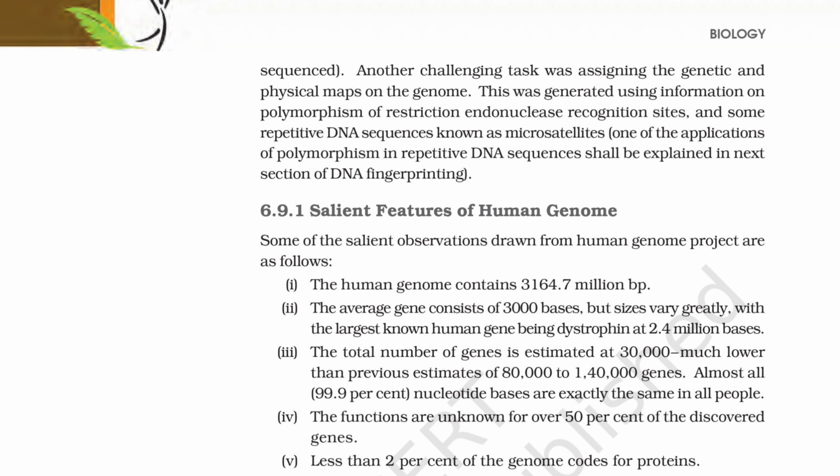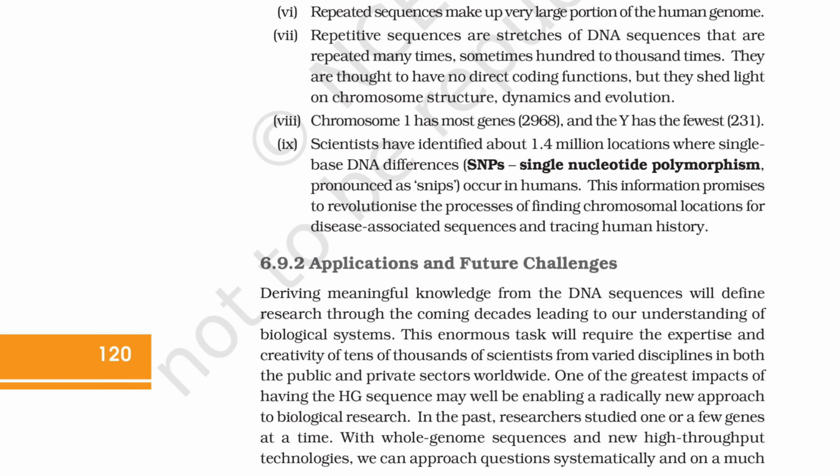4. The functions are unknown for over 50% of the discovered genes. 5. Less than 2% of the genome codes for proteins. 6. Repeated sequences make up very large portion of the human genome. 7. Repetitive sequences are stretches of DNA sequences that are repeated many times, sometimes 100 to 1000 times. They are thought to have no direct coding functions, but they shed light on chromosome structure, dynamics and evolution.